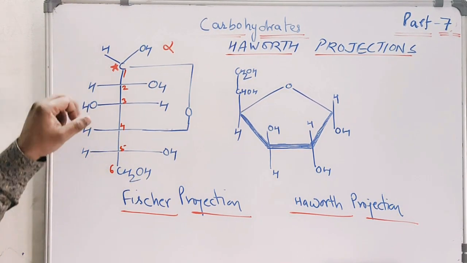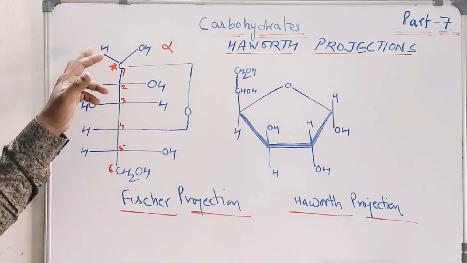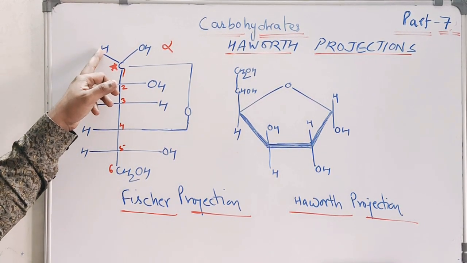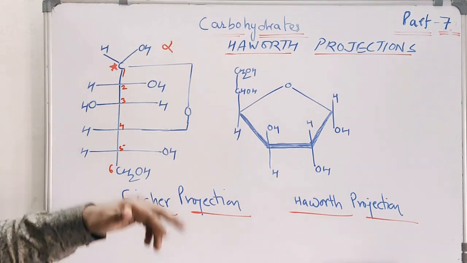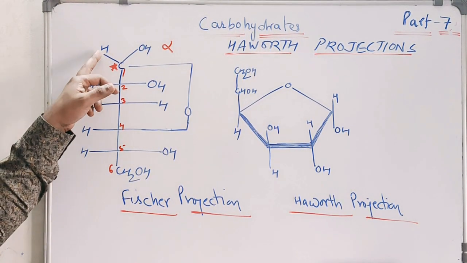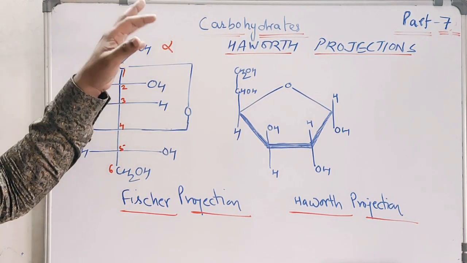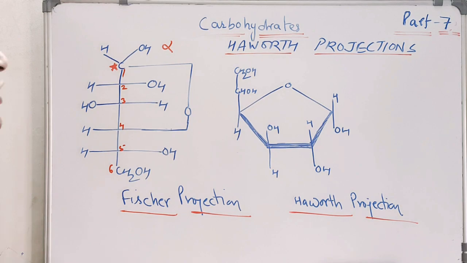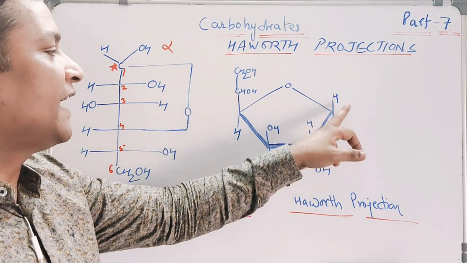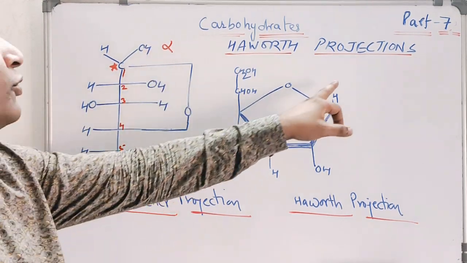This is the simple Fischer form. For converting the Fischer form into the Haworth form, you always keep your left hand side group on the upper side and right hand side group on the lower side. I'm repeating again, keep your left hand side group on the upper side and right hand group on your lower side. So left hand group on the upper side and right hand group on the lower side.